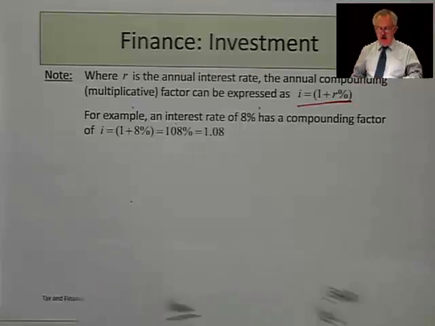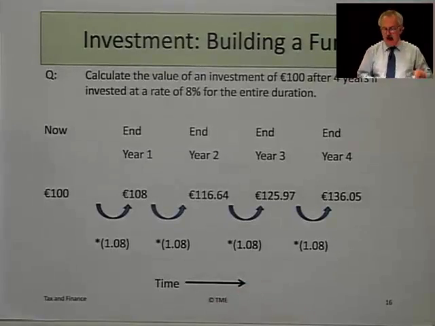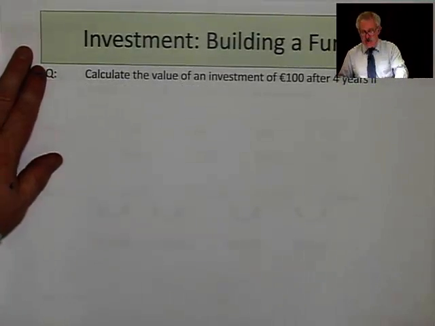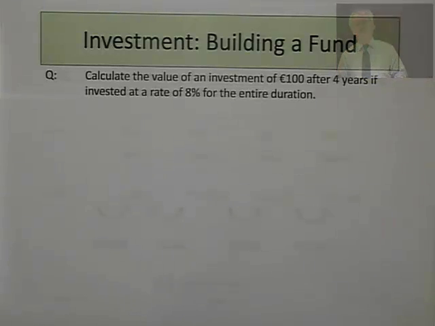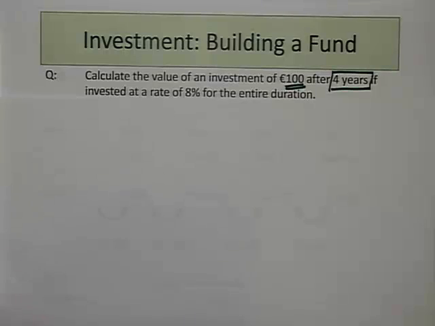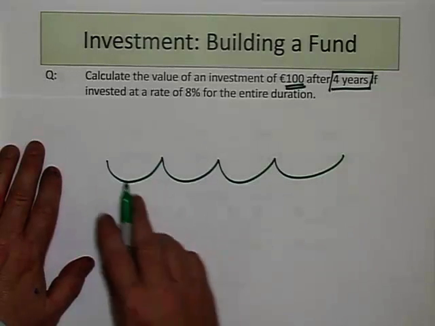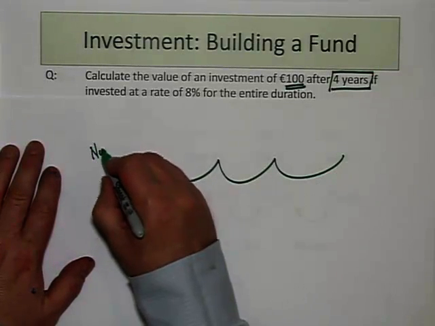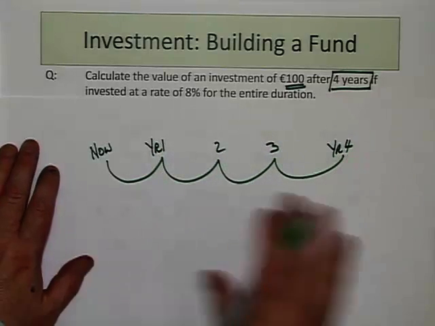So let's see if we can do a sum now. We have a question here where we're building a fund, and we're saying calculate the value of an investment of €100 after 4 years, if invested at the rate of 8% for the entire duration. Well, when I look at this question, the first thing I look at is the 4 years. That's really important. It's the time span. And I just draw the curtains. 1, 2, 3, 4 years. This is now, year 1, 2, 3, year 4, and the end of year 4.